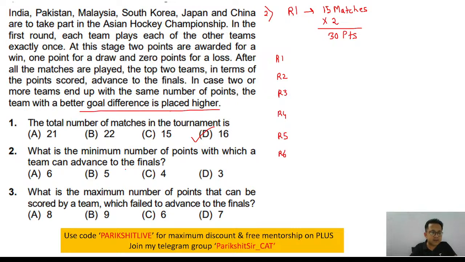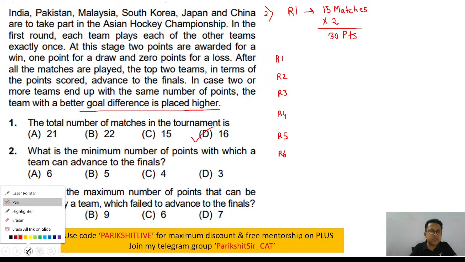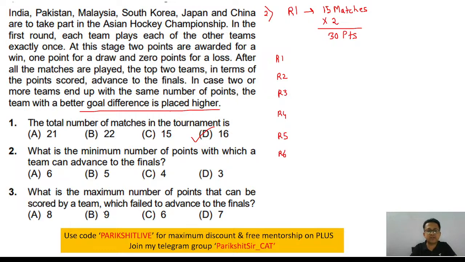Now, the question that they're asking: minimum number of points with which a team can advance to the finals. How many points would that be? Let's think about it. Remember, in the finals, there are two teams that will go to the finals.